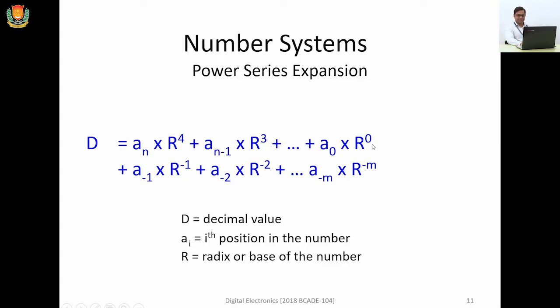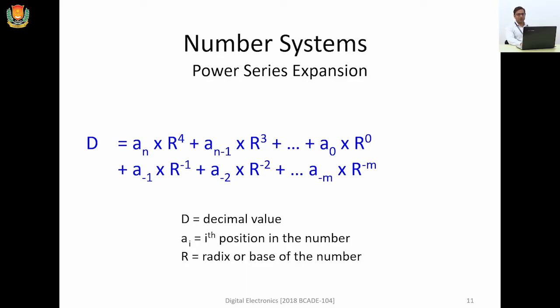You can see on the screen the r to the power 0. A0 is the 0th bit, or we can say ones place bit, which is multiplied by r to the power 0. What is the meaning of r? R is the radix or the base value of the number which I want to convert into the decimal.